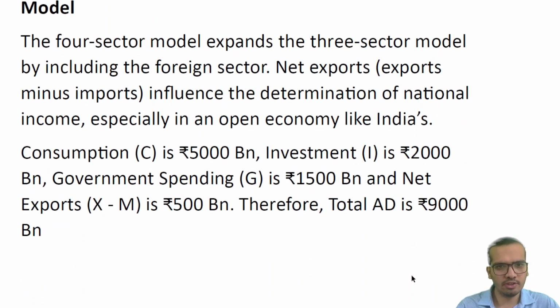So we have the same example continued, where consumption is 5,000 billion, investment is 2,000 billion, government spending is 1,500 billion, and net exports are 500 billion. Therefore, the aggregate demand will be 9,000 billion.